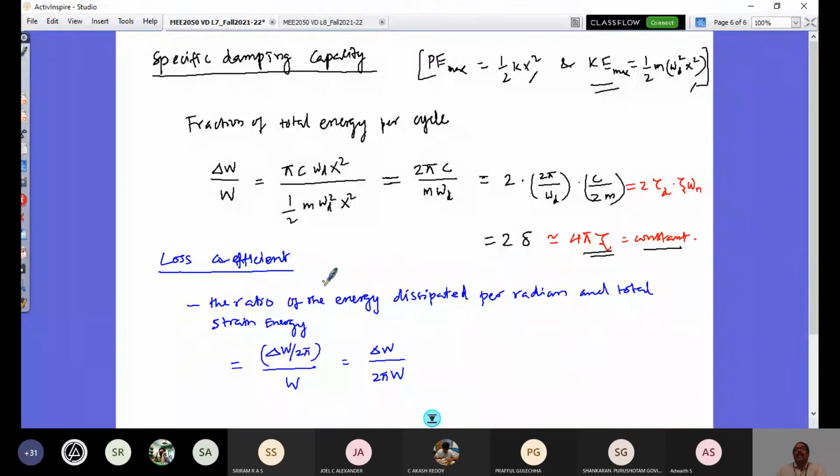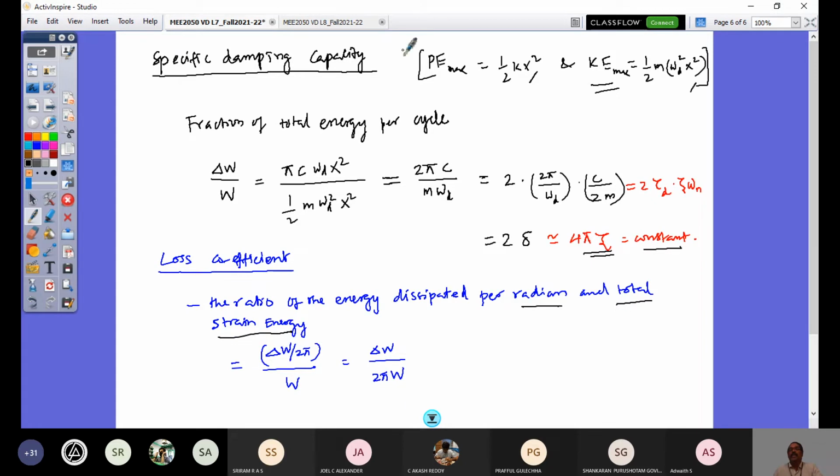And there is something called the loss coefficient. The ratio of energy dissipated per radian to the total strain energy is what defines the loss coefficient. All these terms are necessary to remember when you have to answer competitive exam questions. So this is what the intention was to complete in the last class.